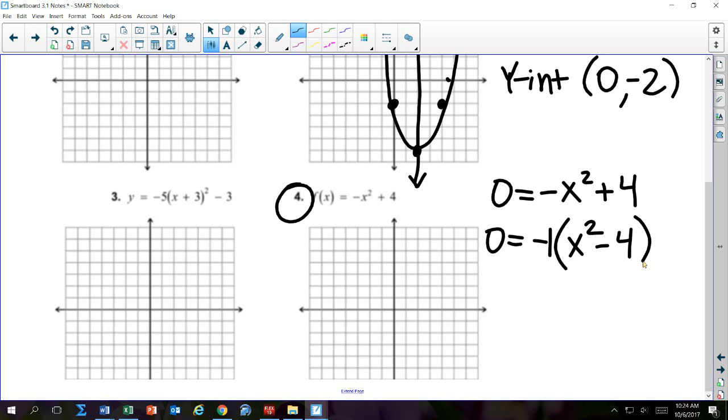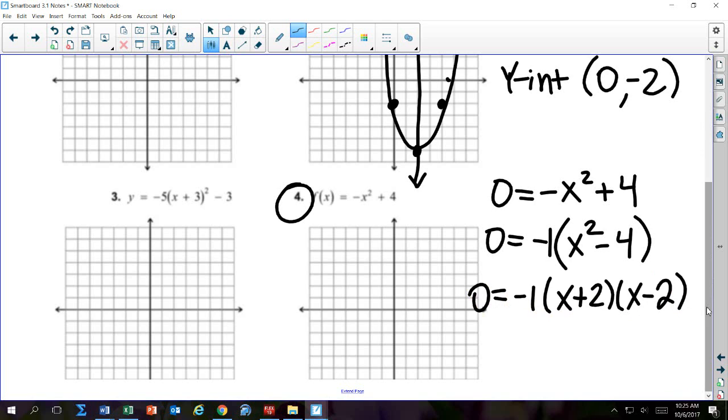Dots, difference of two squares. Isn't this a difference of two perfect squares? What's x squared a perfect square of? X. And what's 4 a perfect square of? 2. So I use a plus b, a minus b. I'm going to do x plus 2, x minus 2. See how now it's in intercept form?